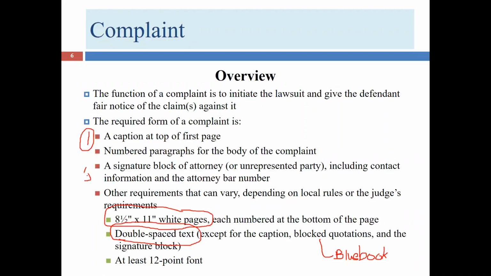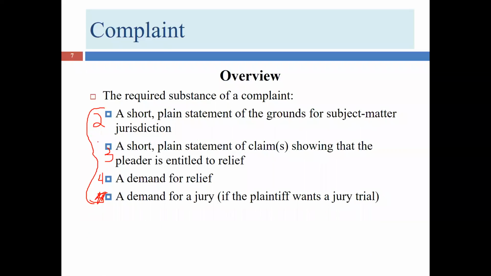I'm going to call this 5. So these are the bookends. We start with 1, we end with 5, and then we have 2, 3, and 4. We need a short, plain statement of the grounds for subject matter jurisdiction.